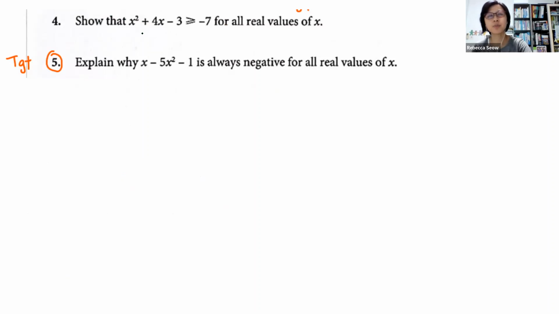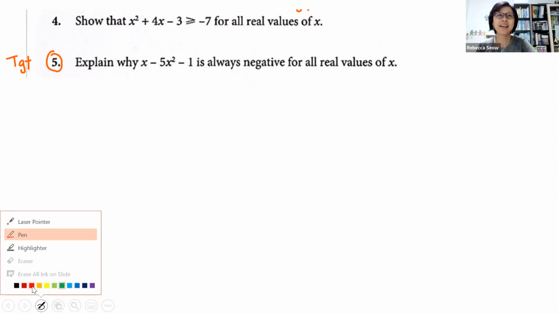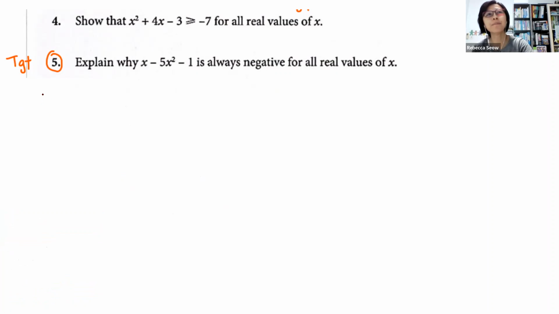Show that the expression x squared plus 4x minus 3 is more than or equals to minus 7 for all real values of x. And I think by now, we want to see that just the expression x squared plus 4x minus 3 doesn't quite tell us anything. Why don't we complete the square and see what we can figure out from there.